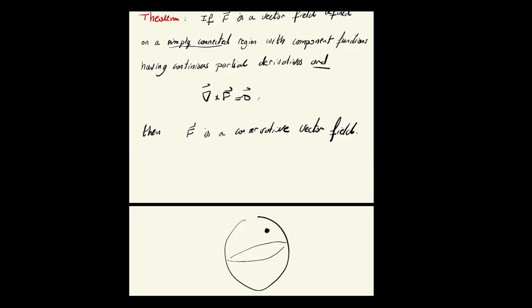But in the practical cases, we'll give you a vector field defined on R3, so it'll be simply connected. So you just have to check if the curl is 0 or not, right? And you will see why.